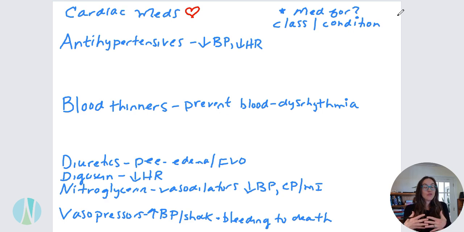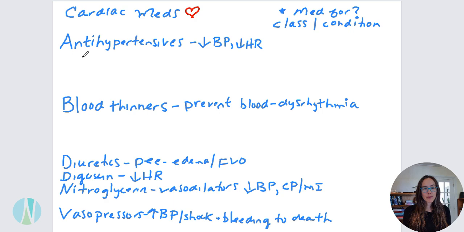Now, if you want, you can make some flashcards, but now we're going to get into just a little bit of detail of what are the actual different classifications under the antihypertensives and the blood thinners and the diuretics, and what are those names, because sometimes you get a question where it just says the patient is taking an antihypertensive, and sometimes you get the more specific name. So you definitely have to know those too.